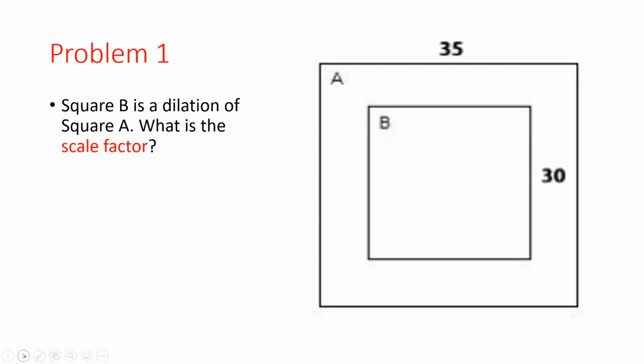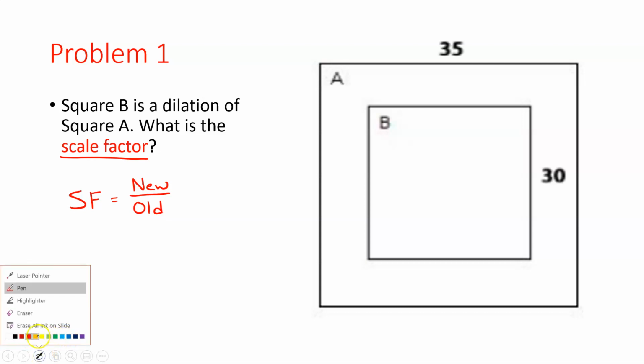So what should you have gotten for number one? It says square B is a dilation of square A. What is the scale factor? Again, scale factor, I might use SF for short, scale factor, not San Francisco. That's new over old. It's just a comparison between the new one and the old one. Well, you have to know which one's the new one and which one's the old one.